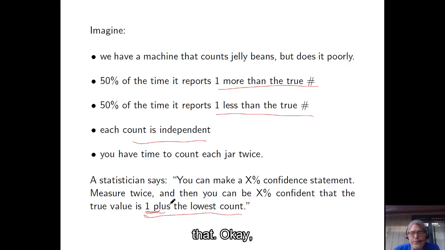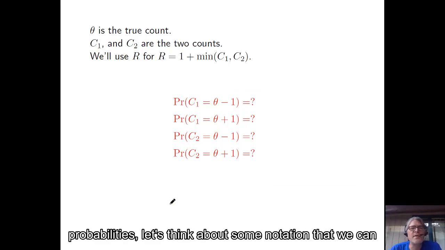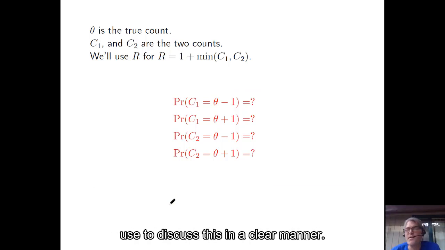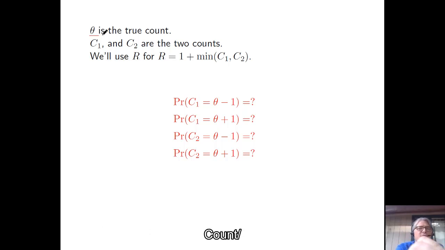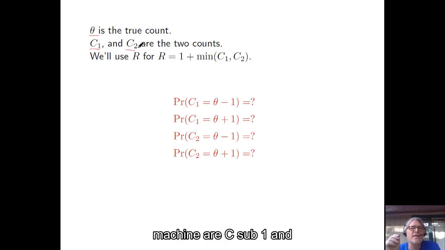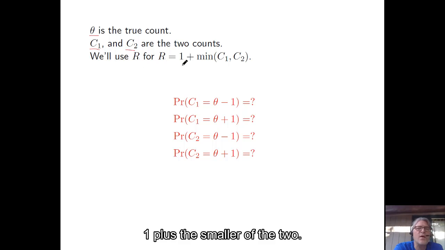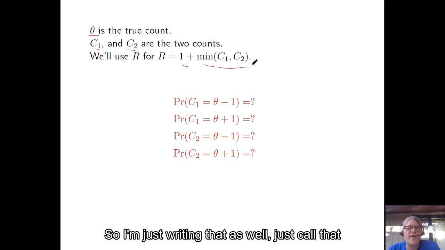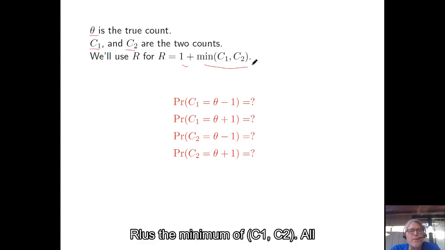Okay, so once again, since we're talking about probabilities, let's think about some notation that we can use to discuss this in a clear manner. Let's say theta is the true number, and our two counts that we make with the machine are C sub 1 and C sub 2, so that's our data. The statistician's saying we're going to use 1 plus the smaller of the two. We'll call that value R, that's our final estimate, 1 plus the minimum of C1 and C2.